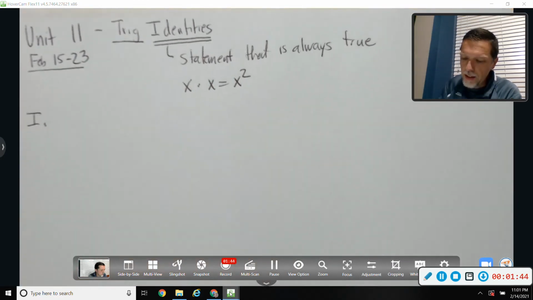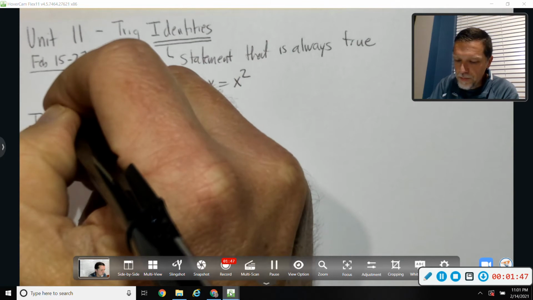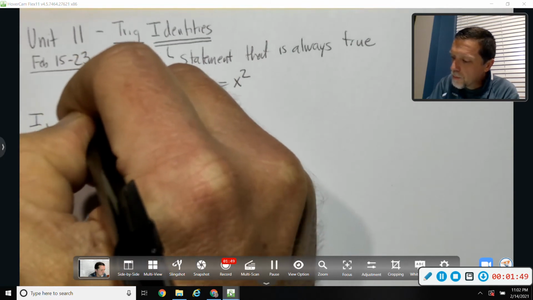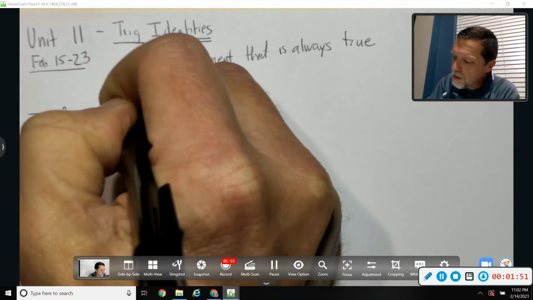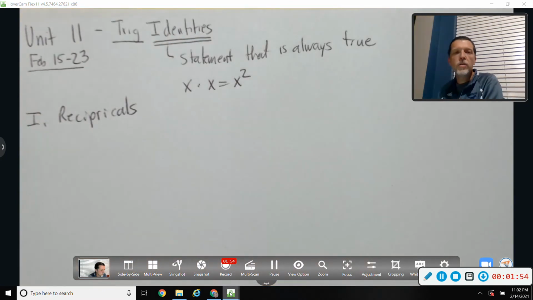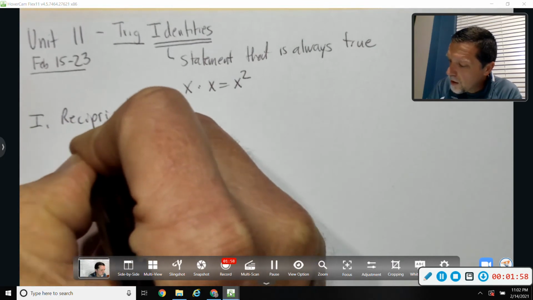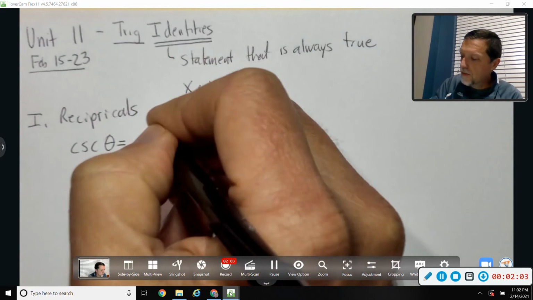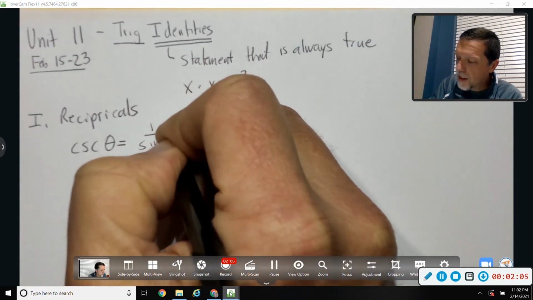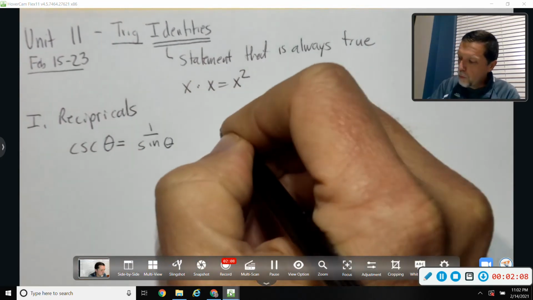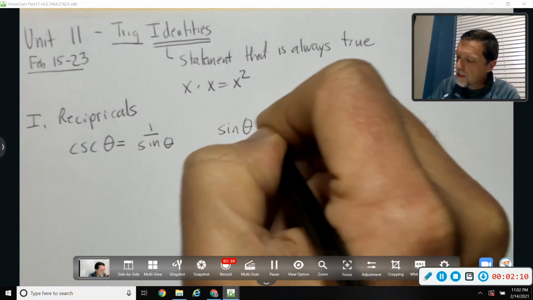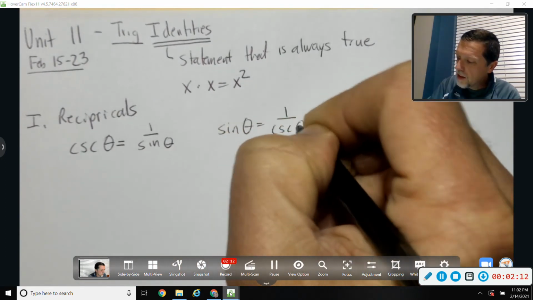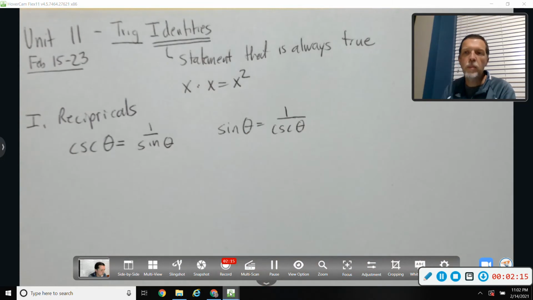So the identities for today are in two categories: reciprocals, and then tangent and cotangent. Again, you know these already, so I'm going to write them down, but these should be immediately familiar to you. Cosecant is the flip of sine, so 1 over sine of theta, which means that sine is the flip of cosecant. You could phrase that either way. That's an identity pair that go together.